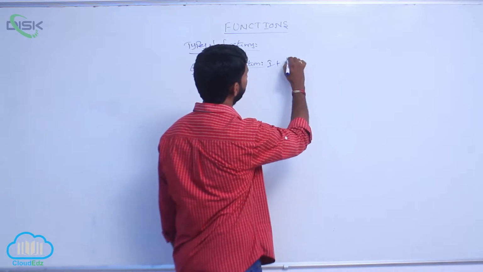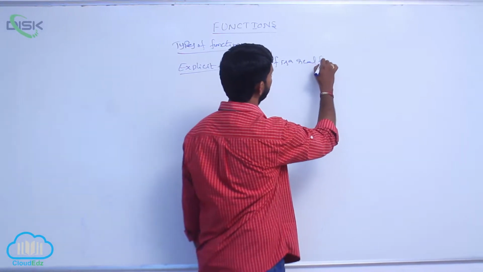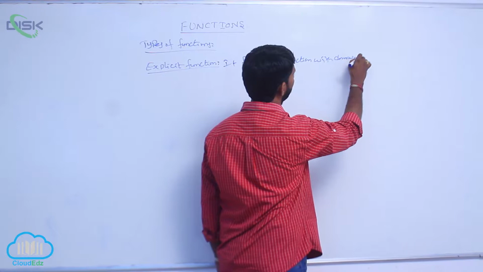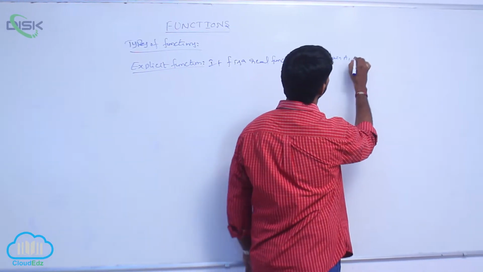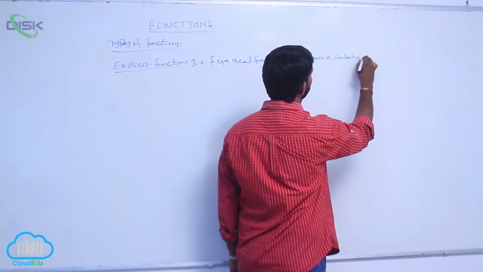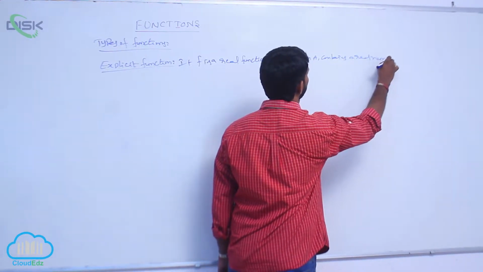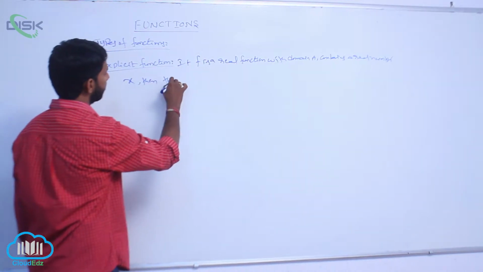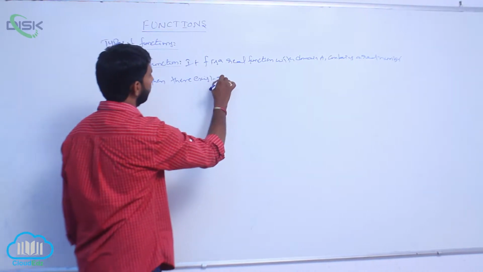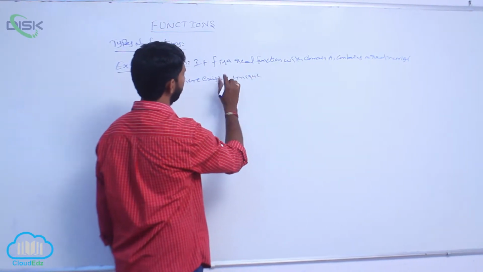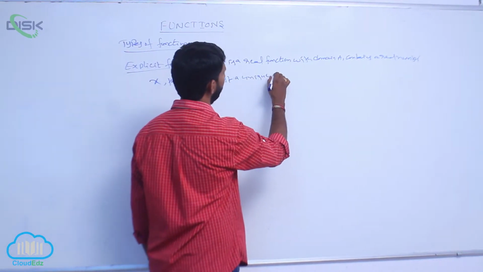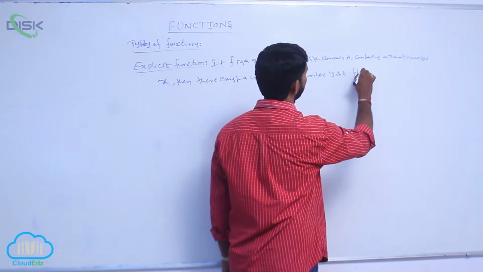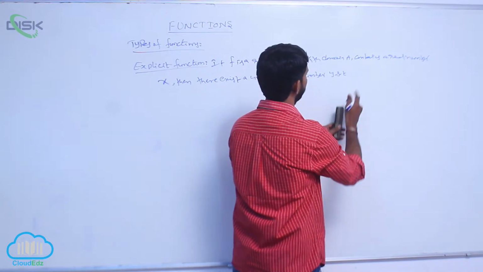If f is a real function with a domain A that contains a real number x, then there exists a unique real number y such that y is equal to f of x.